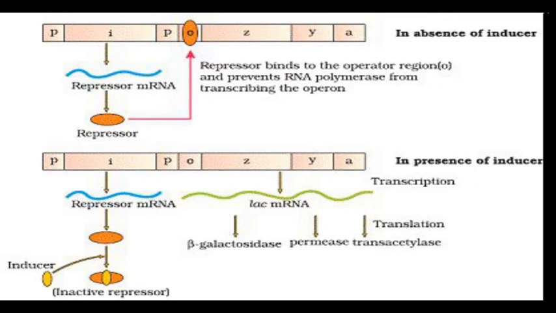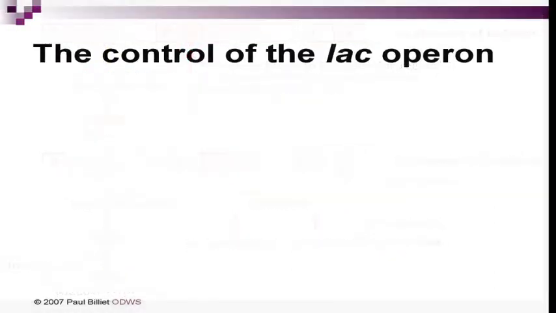Therefore, the RNA polymerase binds to the promoter region, initiating the transcription of the genes lac Z, Y, and A, finally resulting in beta galactosidase, permease, and transacetylase. This is an overview of the Lac operon concept in the absence of inducer, which is lactose, and in the presence of inducer, which is lactose.